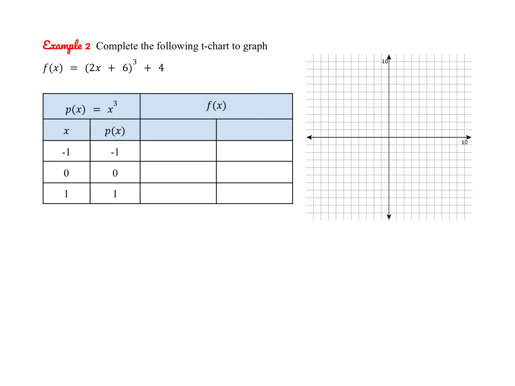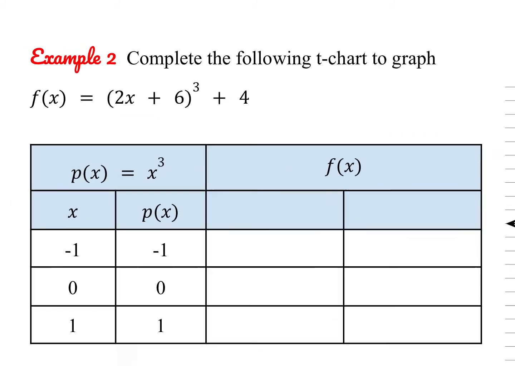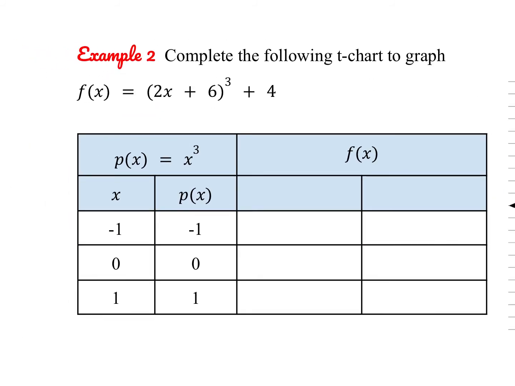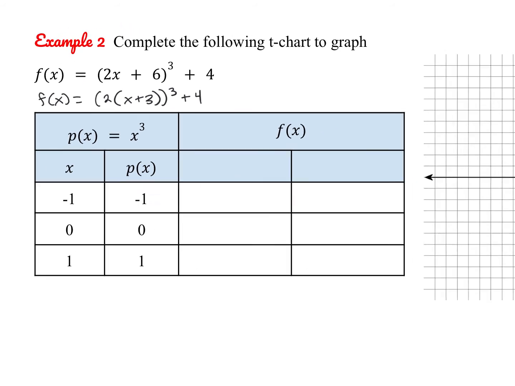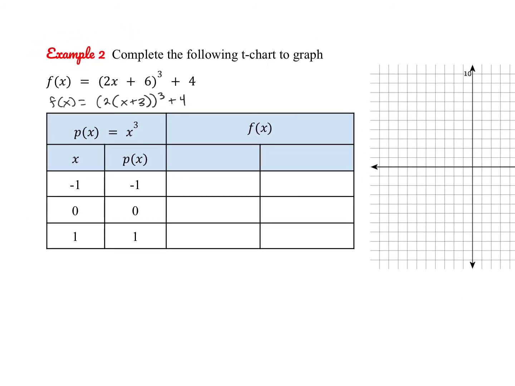All right, let's try another one. So here in this function, you'll notice that we have a horizontal shrink. So remember, when you have something like this, we do need to make sure this is factored out before we evaluate what's going on. So I do need to write it like this. So 2 times x plus 3 all cubed plus 4.